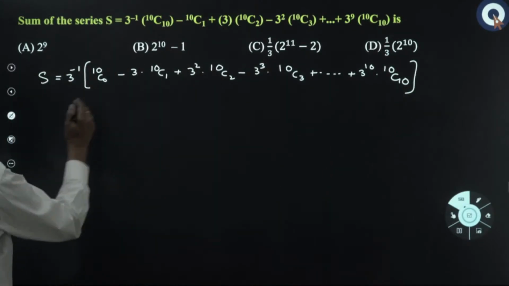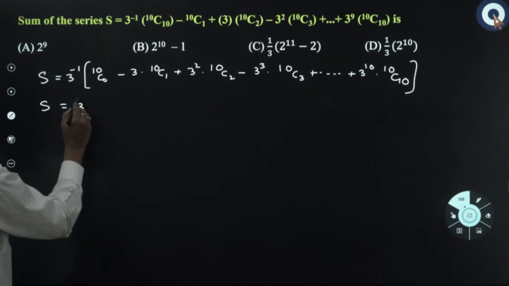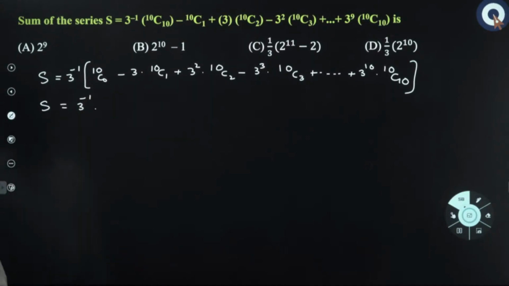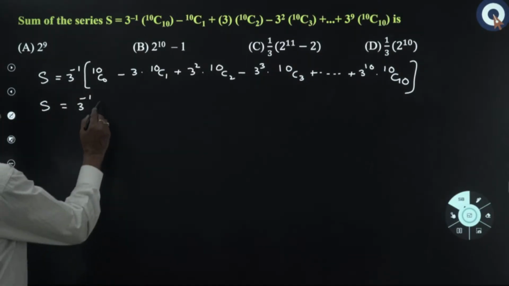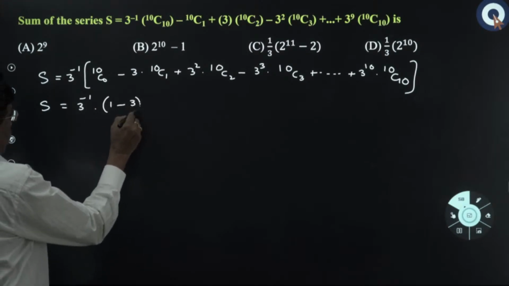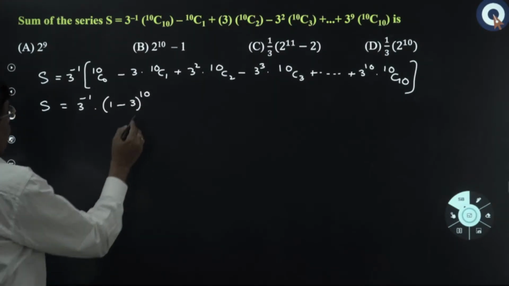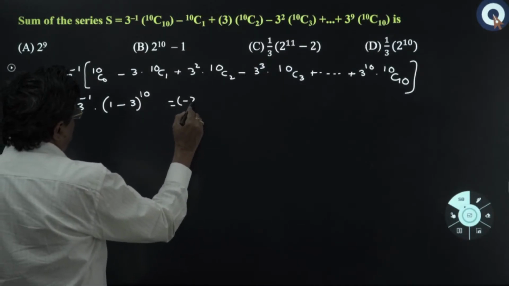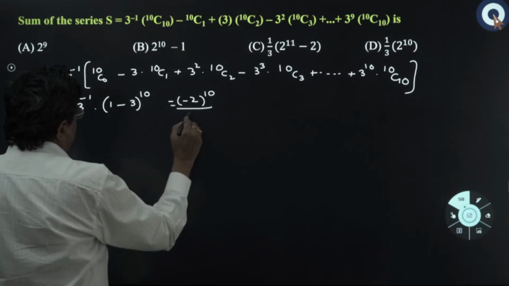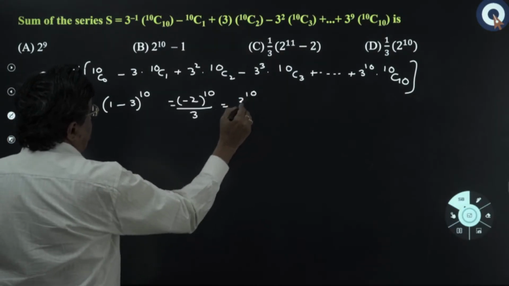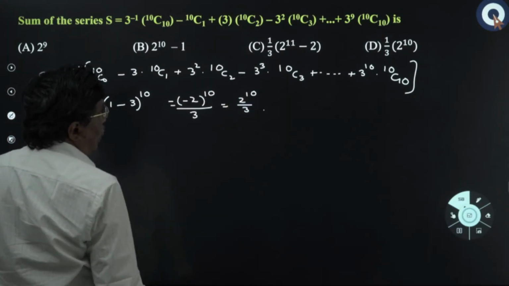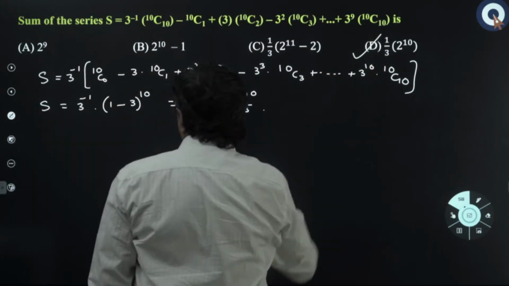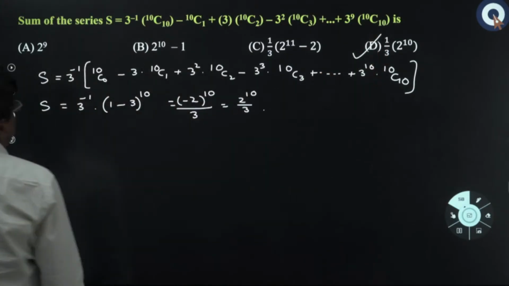So this whole thing is nothing but, you see here, 10C0 minus 10C1 into 3 plus 10C2 into 3 square and so on. Therefore, it has to be the expansion of (1 minus 3) to the power of 10. So that means it has to be (2 minus 2) to the power of 10... So it is nothing but option D, just a one step problem.